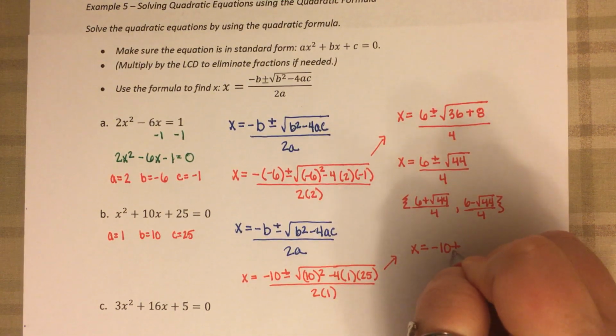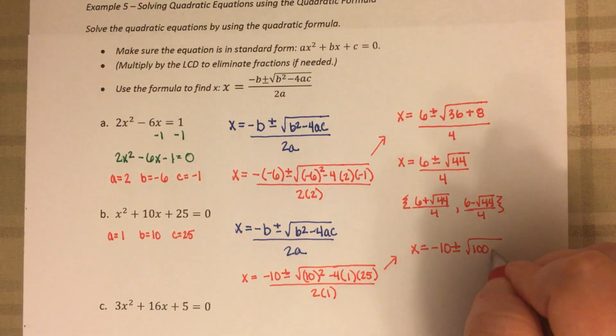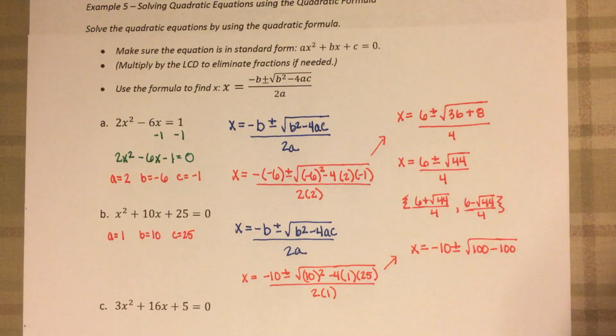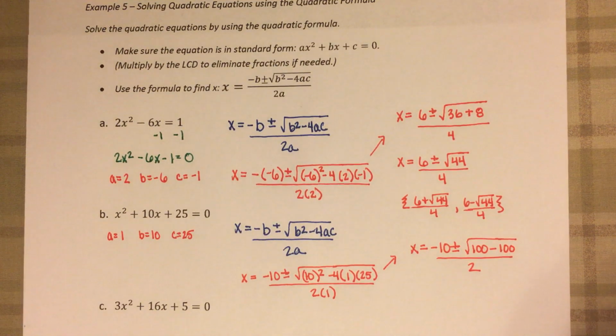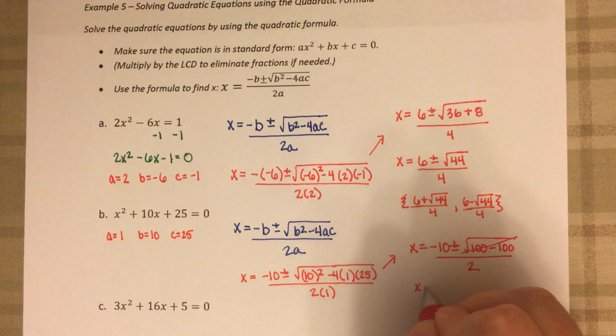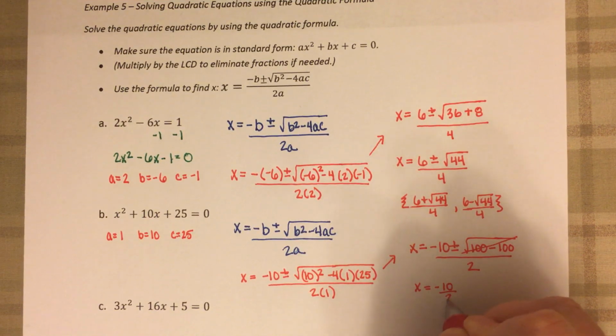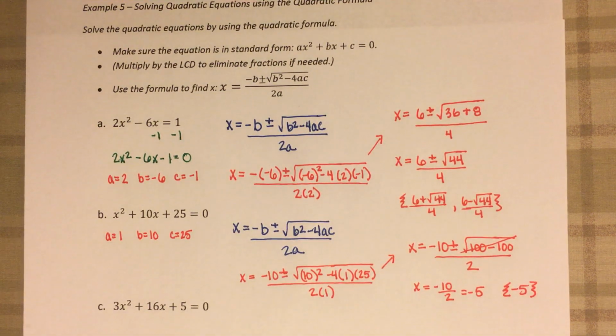Negative 10 plus or minus our square root of 100, because 10 squared is 100, minus 4 times 1 times 25 is also 100, right, all over 2. Well, 100 minus 100 is 0, so this whole part disappears. X is simply negative 10 over 2, which is negative 5. On the previous example, we saw that if our discriminant, if what we got in our square root turned out to be 0, we only ended up with one solution. Right? We can see that that is definitely the case here for this one.